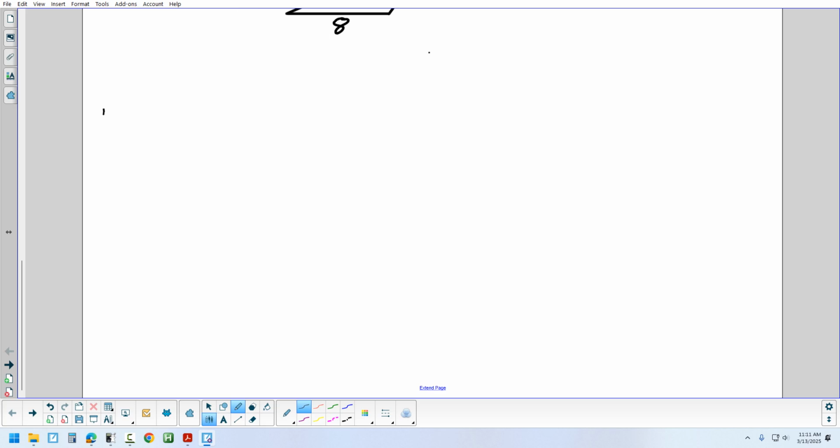Okay, so law of cosines. Depending on what you want to solve for, you can write it different ways, but the concept is the same no matter how you write it. It starts out like this.